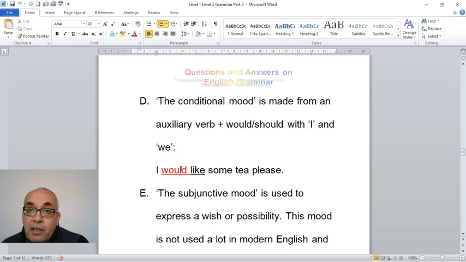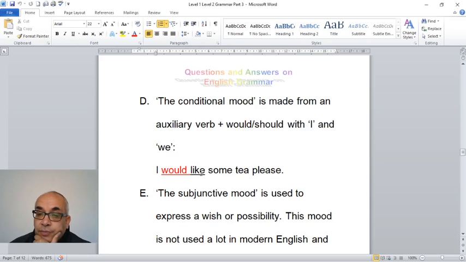And as you can see, if you want to make the conditional mood, you have to use 2 verbs. You can't say I would some tea, please. You have to use will and verb, or maybe would and verb, or should and verb. You have to use 2 verbs to make the future. So the conditional mood is made from an auxiliary verb plus would or should with I and we. So I can say I would like some tea, please, or we would like some tea, please. So this is the conditional mood.